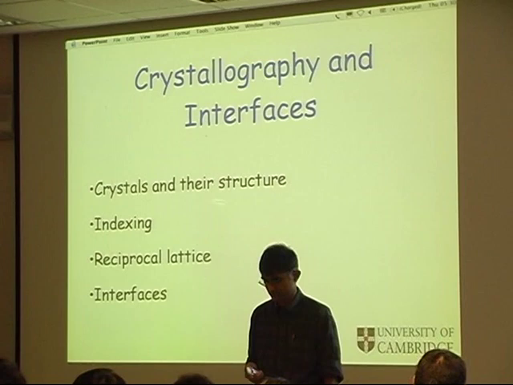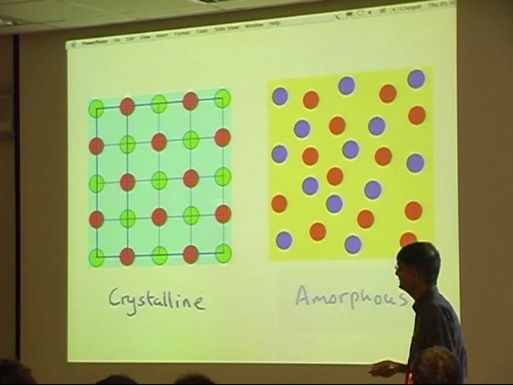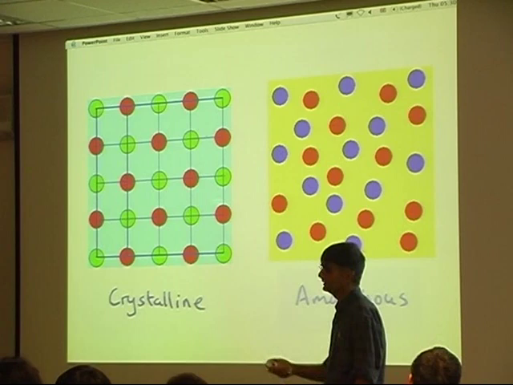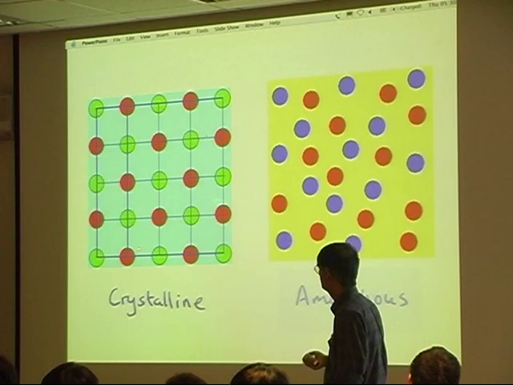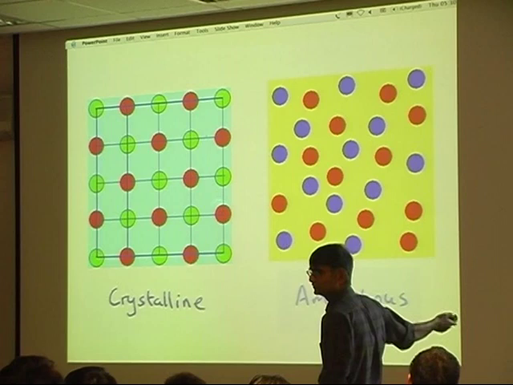First of all, to define what a crystal is, basically a crystal has long-range periodicity. So if I find that I have a green atom and a red atom here, I can say for sure that I will have another green atom and another red atom, and a green atom and red atom for a long distance. And that's what a crystalline state means.